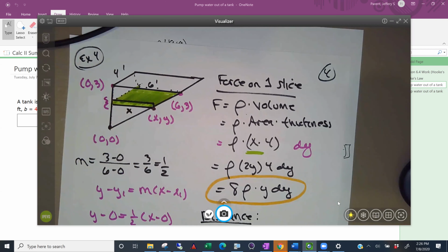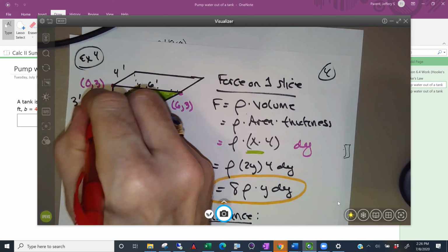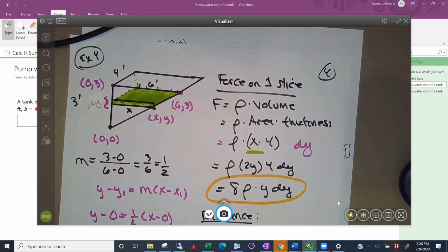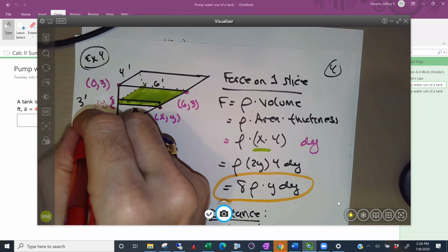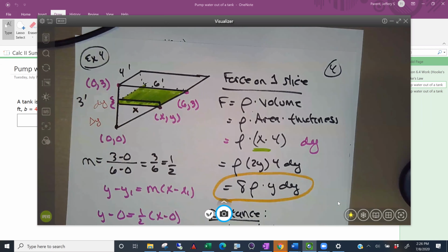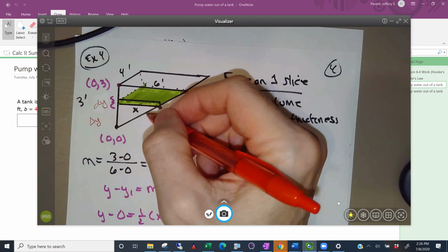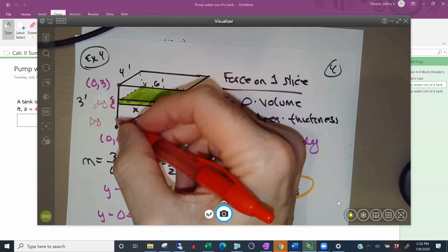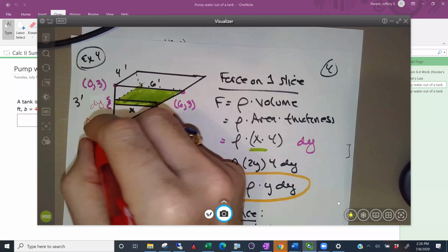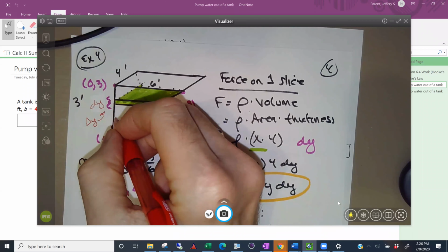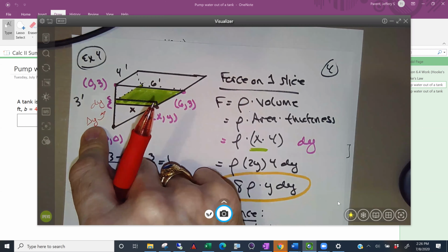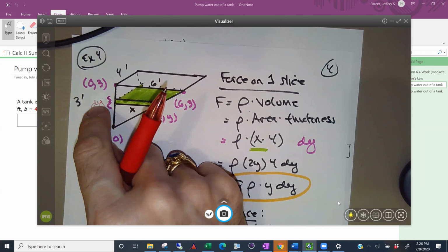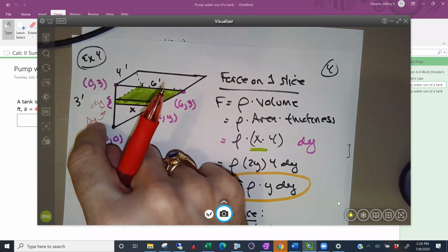So the height here is 3 feet, but dy is just the thickness of that slice. Now, technically, if you were taking more care than I am, it's a delta y, and then you're going to add up the volumes with a Riemann sum. But to get a better and better approximation, you're going to take the limit as those slices get thinner and thinner. And in the limit, that delta y becomes a dy term. So I just kind of jump right there.